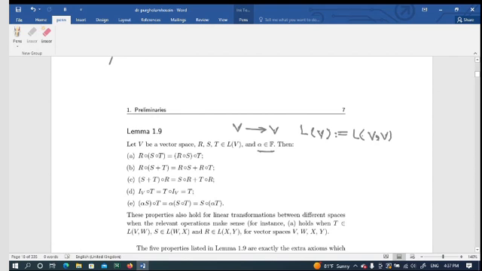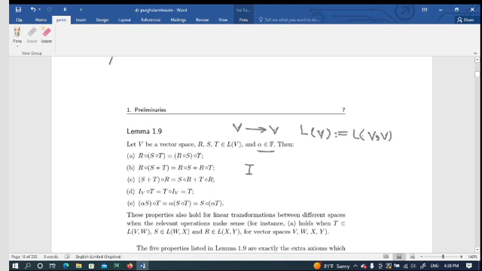This is the associative property of combination of linear transformations. The other combinations: R∘(S+T) equals R∘S plus R∘T, and (S+T)∘R equals S∘R plus T∘R, and I_V. I_V means identity mapping.